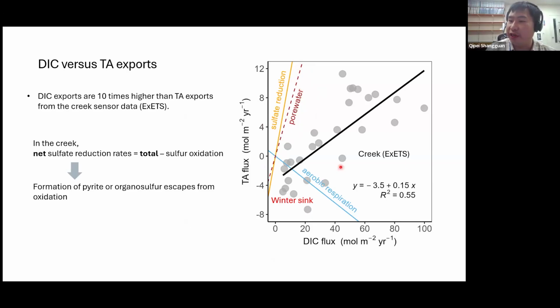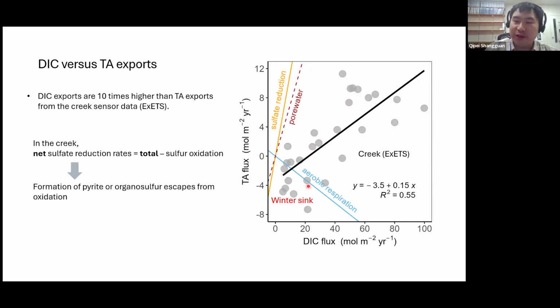But once we go to the creek over here, it's a combination of sulfide reduction and aerobic respiration. I would like to point out over here, this sulfide reduction is actually the net sulfide reduction. It's a difference between total sulfide reduction and sulfur oxidation. The gray points over here are monthly observations of DIC and alkalinity fluxes.